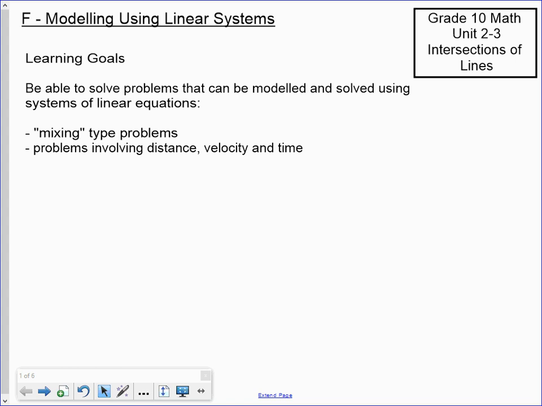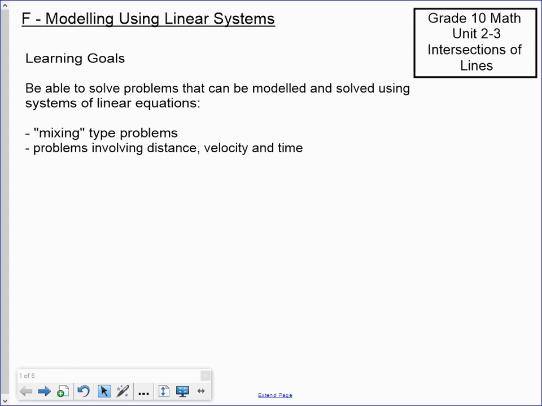So today we're going to start taking it one step further here, and we're going to look at situations where they just give us a description of that situation, and we have to come up with the equations that we're going to solve. So we want to be able to solve problems that can be modeled, that's coming up with the equations, and then solved, that's solving the equations, using these systems of linear equations.